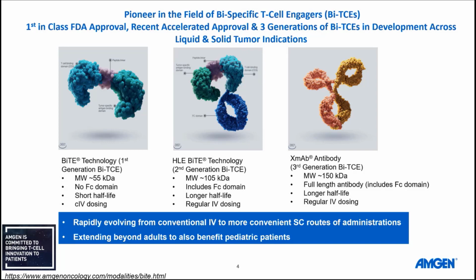Amgen is one of the pioneers in this field, and we have the first-in-class FDA approval of Blincyto and also the recent approval of tarlatamab for extensive-stage small cell lung cancer. What's showing here are the structures of the three generations of BiTCEs. So the left side is showing the first generation BiTCEs.